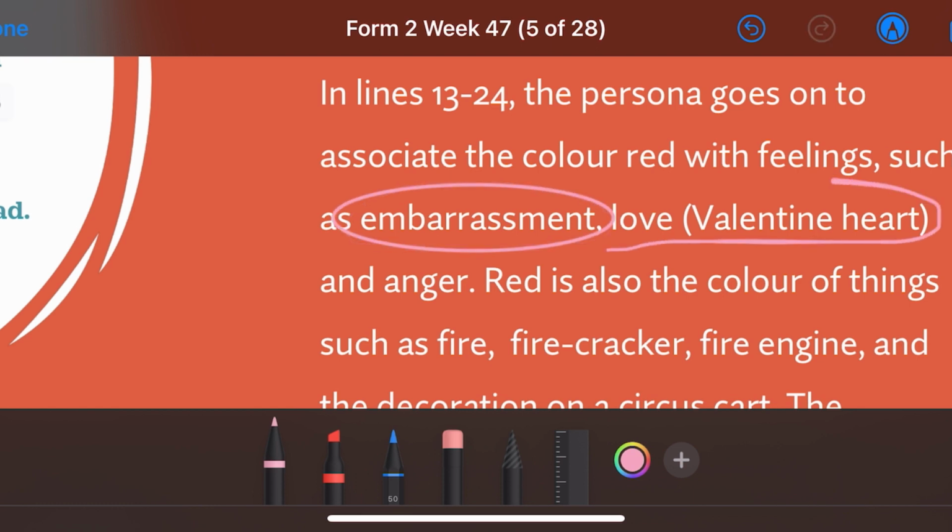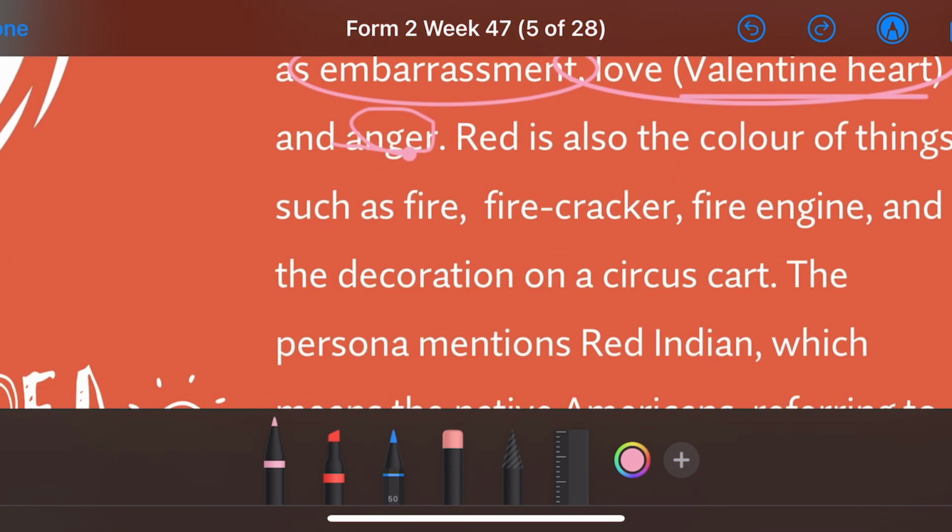Or love, kalau kamu tengok ada perkataan Valentine heart, maksud dia Valentine, you know how they celebrate the Valentine's Day on 14th of February and stuff. So maksud dia it signifies love. Okay, lepas tu ada juga dia cakap pasal perasaan marah. Did you notice this? Yes. Okay, so perasaan marah. And then red is also the color of things such as fire.